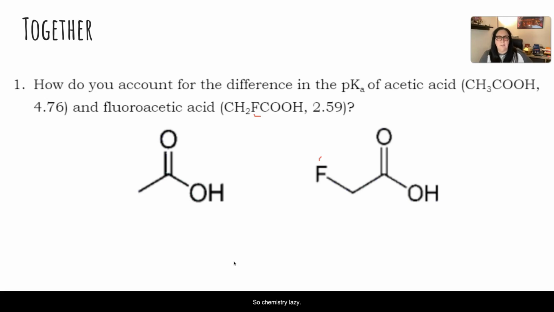So chemists are lazy, ultimately. That's what they don't want to draw a bunch of stuff. And lots of molecules are ginormous, and so they don't want to draw it all out. And so here's the deal.